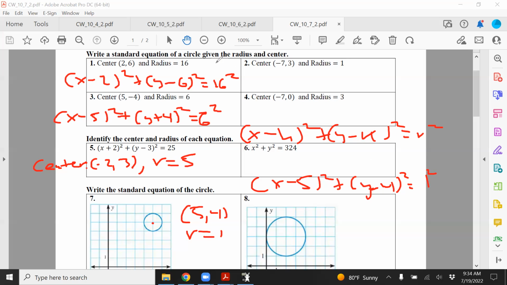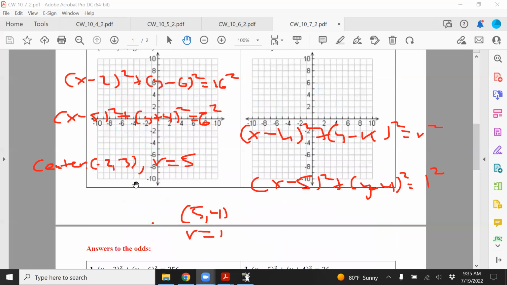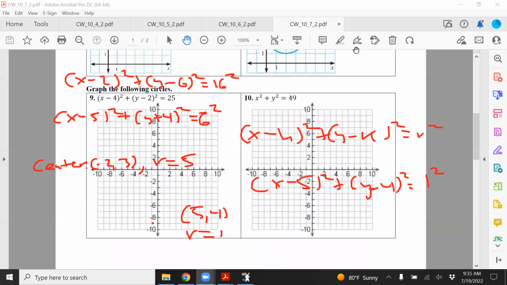That's just like 1 and 3, just you have a graph. So you just extract the center and radius from the graph. Not that hard. And then lastly, for number 9, just do a quick plot.